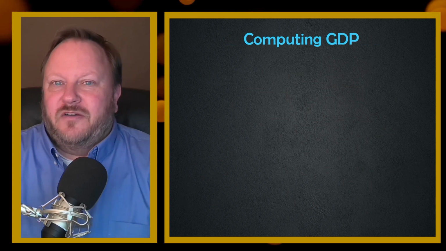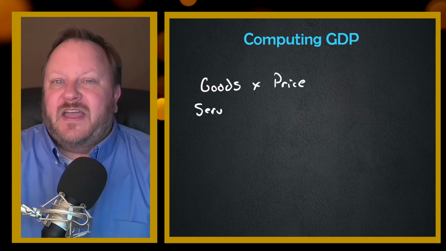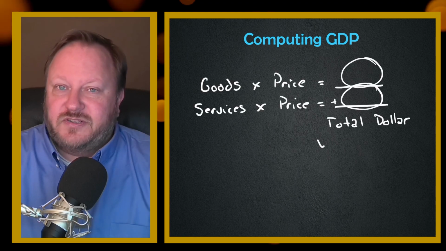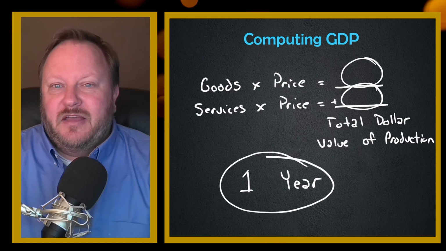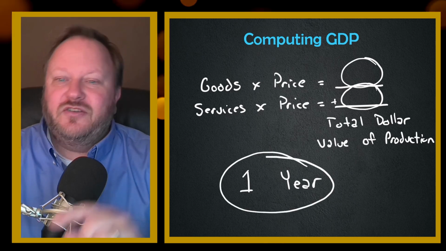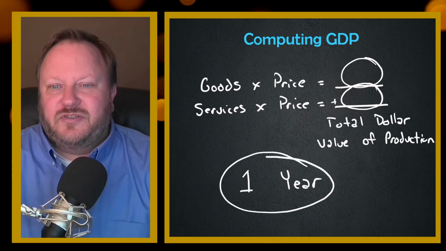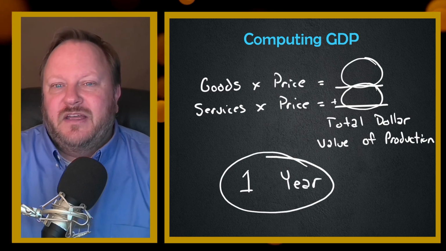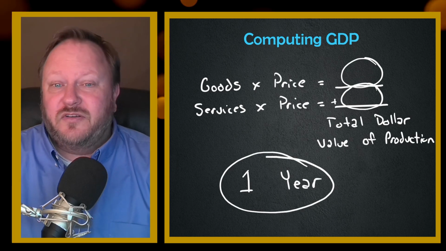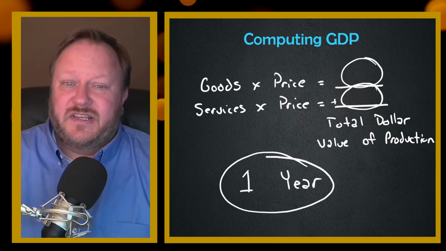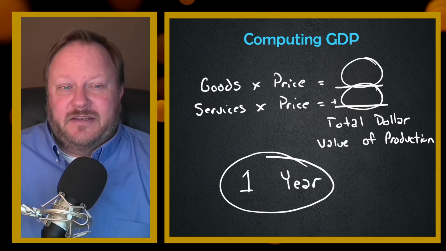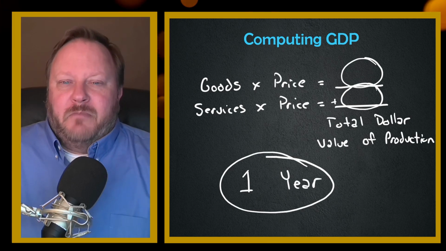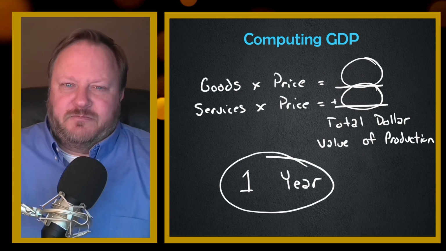Now, the way that we gather this information of gross domestic product is by multiplying all of the final goods and services that are produced in a one-year period by their price, and then you add them all up to get the total dollar value of production. So we're looking at goods and services over the course of an entire year, and we're multiplying them by the price that is presented for them.